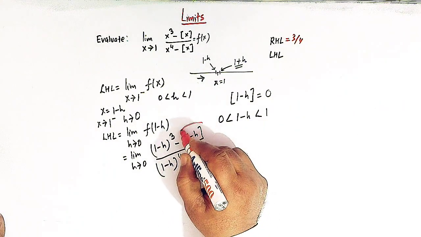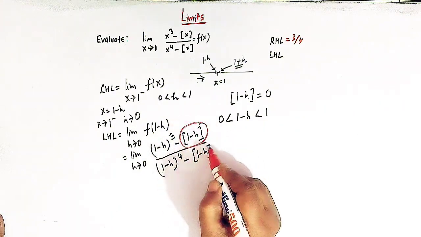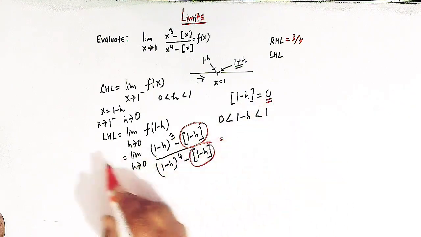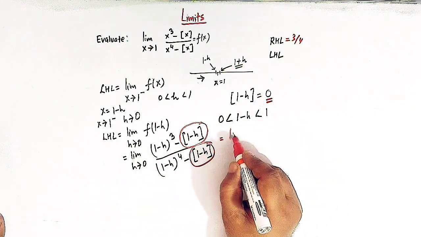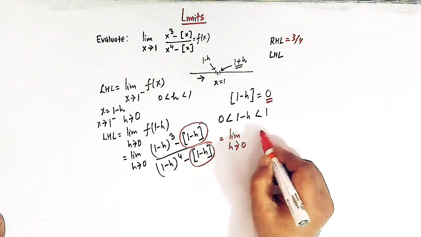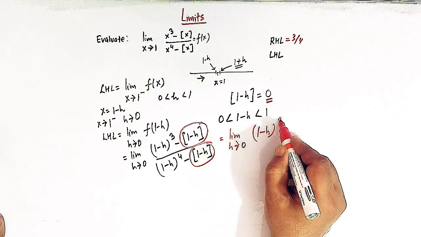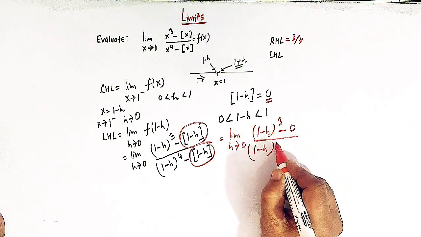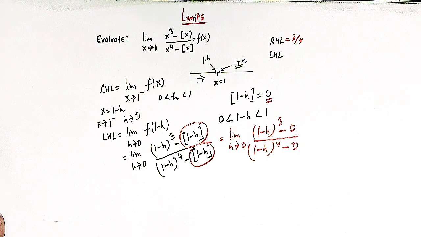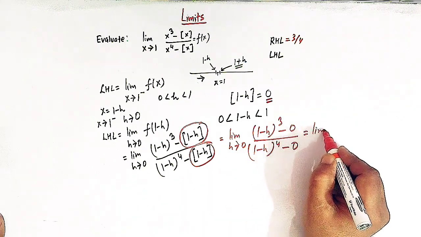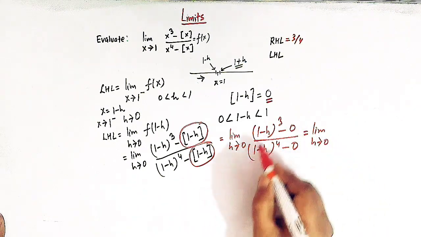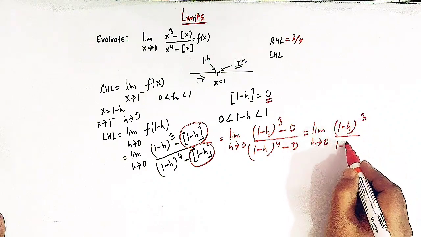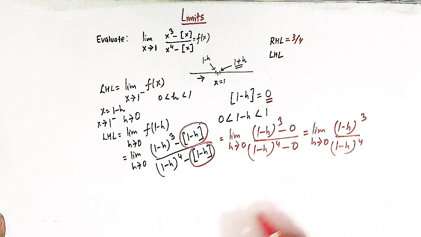So now we can replace this quantity and this quantity by 0 here. So we have the left hand limit, limit h tends to 0. We have 1 minus h cube minus 0, and here we have 1 minus h raised to 4 minus 0. So now we have simply limit h tends to 0, and here we have 1 minus h cube divided by 1 minus h raised to 4.